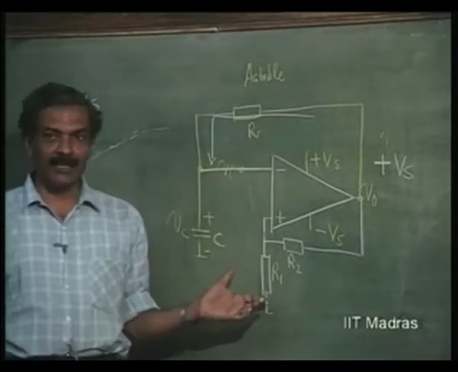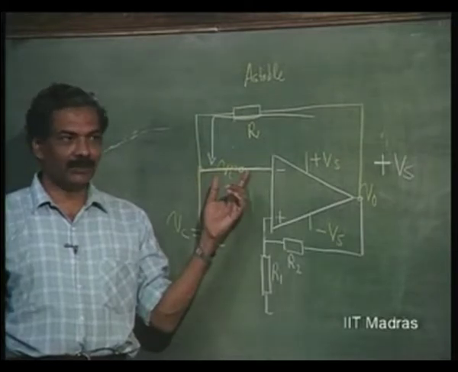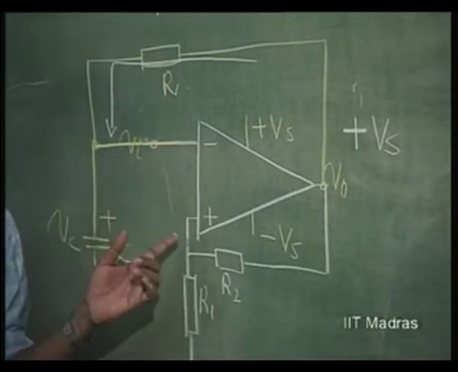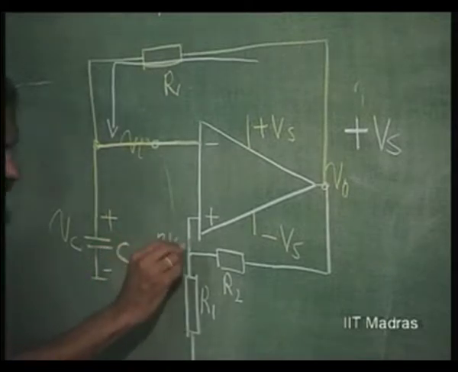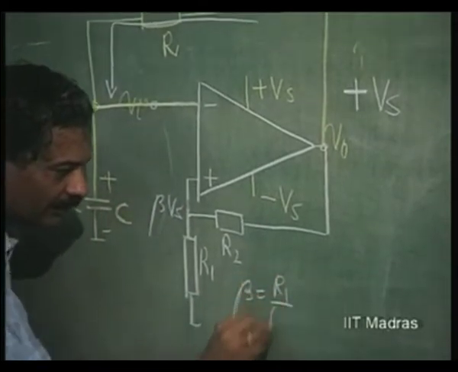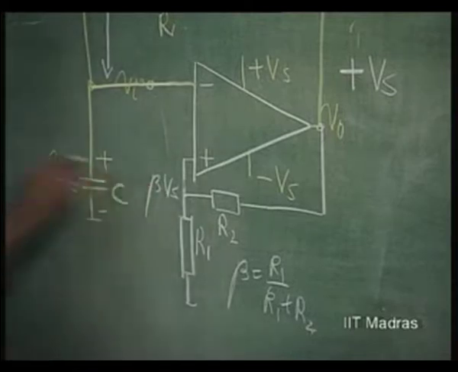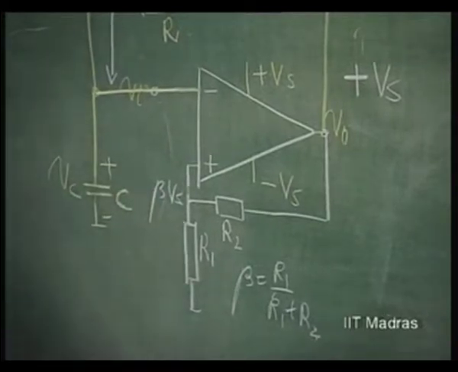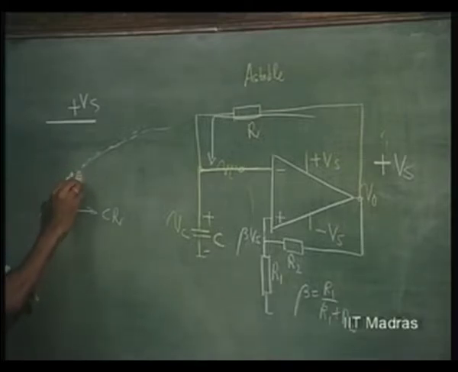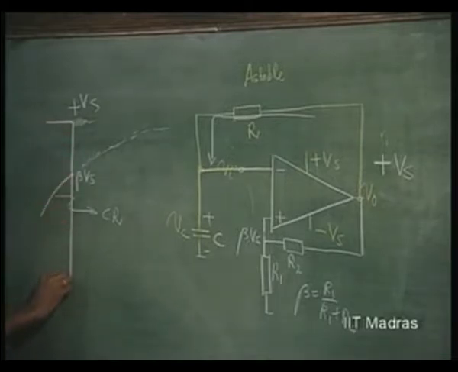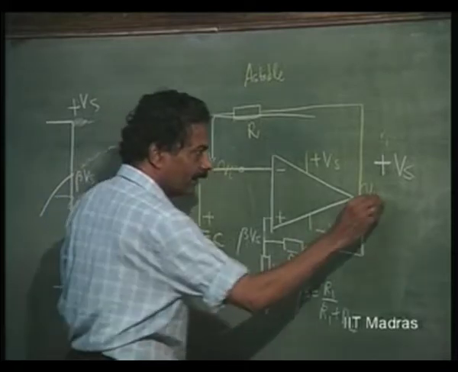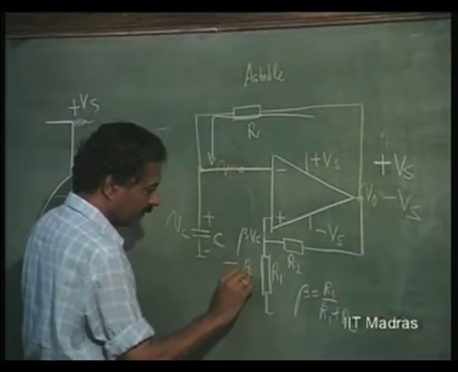So this Schmidt trigger says, if a voltage is increasing at its input, I will change state when the voltage reaches beta times Vs, beta being equal to R1 by R1 plus R2. Since this is plus Vs, this is beta Vs, and change of state will occur when this voltage reaches a magnitude of beta Vs. It will change state from plus Vs to minus Vs. Now what will the capacitor see? This has changed over to minus Vs, so this becomes minus beta Vs.